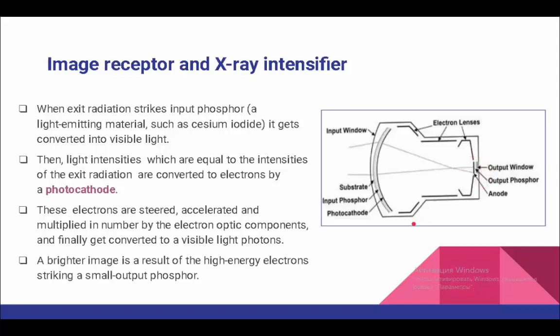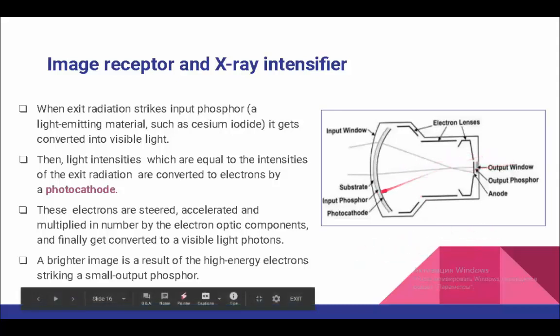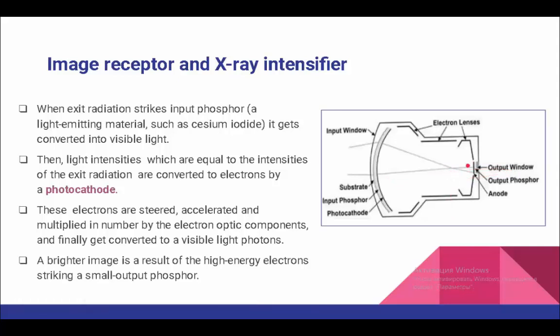Now you may wonder how it manages to increase the brightness by such a large factor. Well, the thing is, accelerating the electrons increases the light intensity at the output phosphor, and this is called the flux gain. Also, you can see that the output phosphor is much smaller in size than the input phosphor, and the reduction in size also increases the light intensities, and this is called the minification gain. So the overall brightness gain is a multiplication of the flux gain and the minification gain.